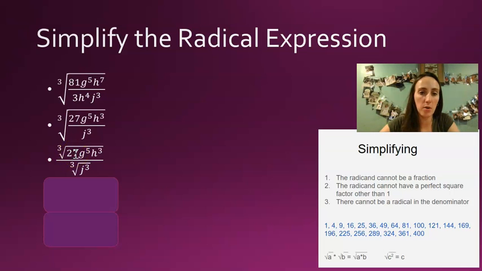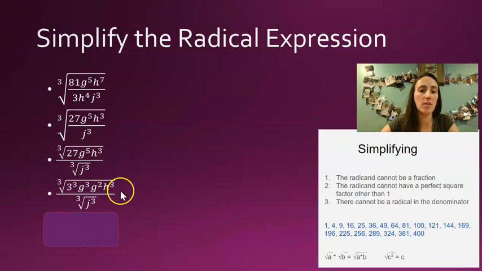27 is actually a perfect cube because 3 times 3 times 3 is 27. But g to the 5th also has a perfect cube in it as well. I can break that g to the 5th apart so it becomes g cubed, a perfect cube, and then what's left over is g squared. So that's going to look like this.